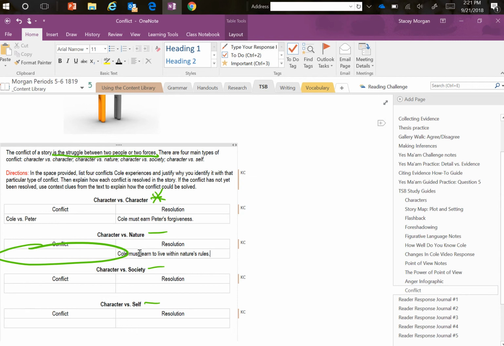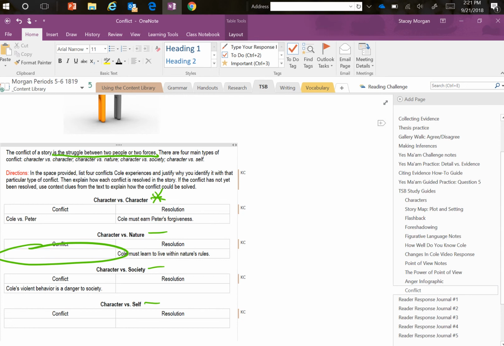So our third type of conflict is character versus society. Society are the group of people, our community, and the laws that we use to kind of govern ourselves. So this would be like Katniss Everdeen versus the Capitol. In Cole's story, society isn't bad. In fact, Cole is causing the conflict with society here. So Cole's violent behavior is a danger to society.